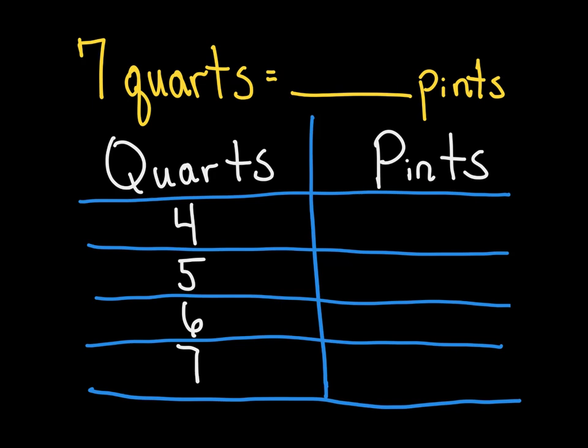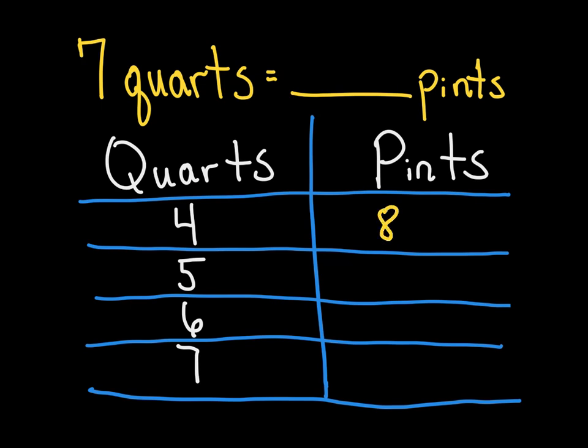Okay, so here's a problem that's asking 7 quarts is equal to how many pints? So remember, quarts is bigger than pints. So there's going to be a bigger number for pints because pints are smaller. So if we have 4 quarts, how many does that equal for pints? Well, what we would do is we would do 4, because of how many pints are in a quart? There are 2 pints in a quart, so 4 times 2 would be 8.